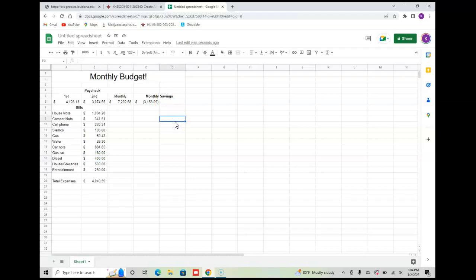This would be our monthly budget. Pretty accurate. It's pretty interesting now that I am sitting down and looking at it.